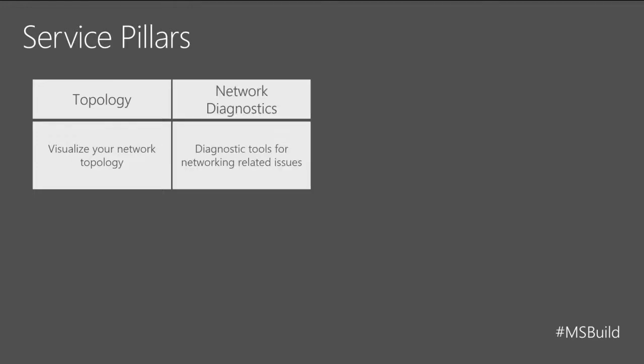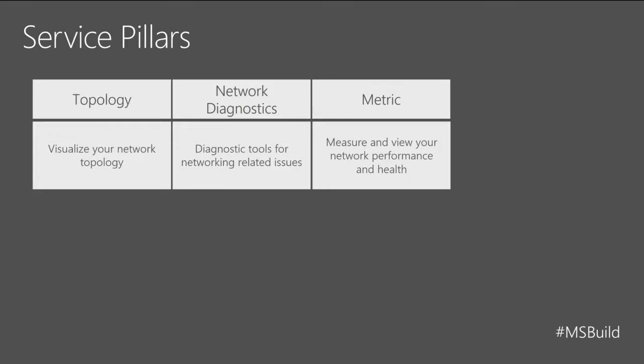The second one is, once you know what's happening in your system, you need the right set of diagnostic tools to actually go ahead and diagnose your issues that are there in the networking environment. For that, we've got network diagnostics as the second pillar, where we'll keep investing in all kinds of tools, and we'll show you a few of what we've created so far. Third thing is metrics. No monitoring and diagnostic system is complete without having a rich set of metric data available. So this particular pillar focuses on providing you with the right set of metric information.